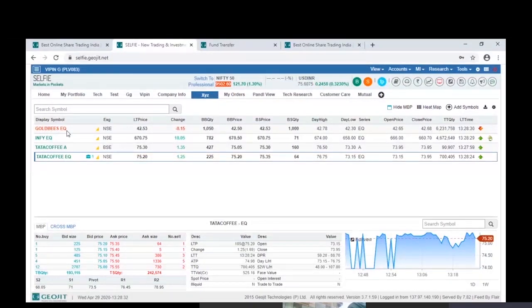This is an ETF. See, the last traded price is 42.53. So this is an ETF which is traded at the exchange, and this is the most liquid ETF now available in the market. This quote actually represents 24 karat gold. So this is one way of investing, a mode of investing through the ETF route.